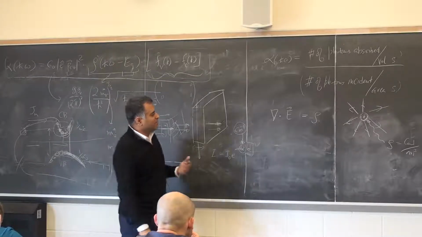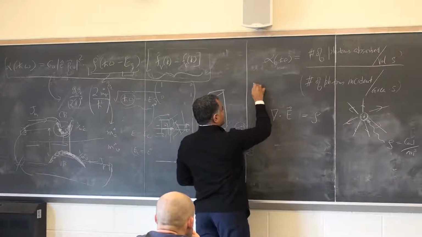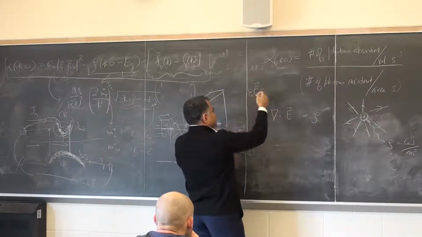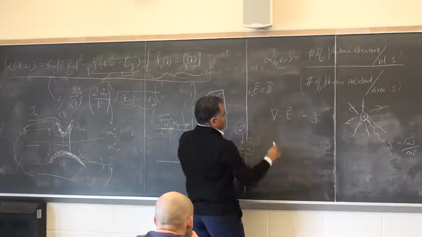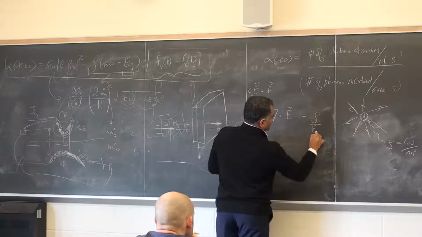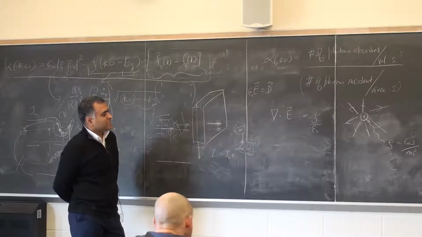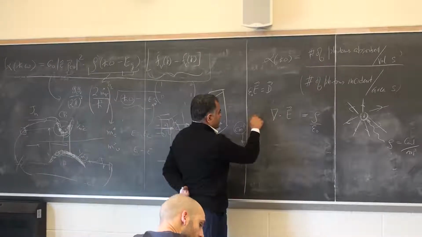Actually, I should write it this way. The electric field times the permittivity of vacuum is equal to the displacement vector. And typically we should write it as this over epsilon naught. That's the right way of writing it. So the displacement vector is a flux density of electric field. So that's Gauss law.